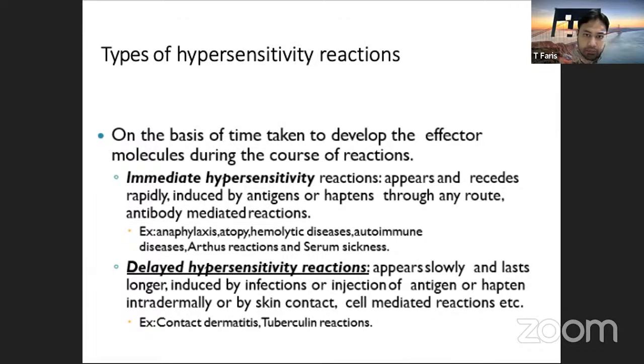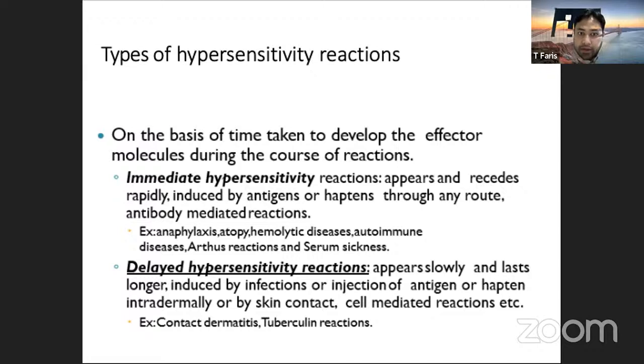Atopy, hemolytic diseases and autoimmune diseases, other reactions, and also serum sickness are examples of immediate hypersensitivity. It means that once you are exposed to this type of antigens or haptens, they can immediately cause the reaction, and it takes a few seconds to a few hours to develop, right?